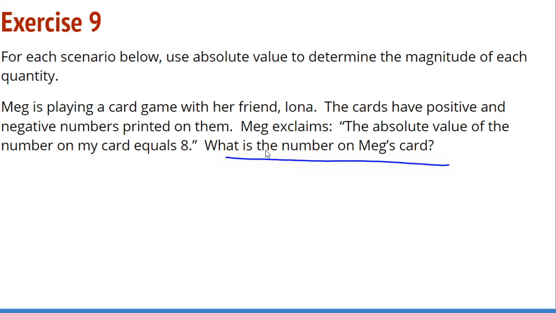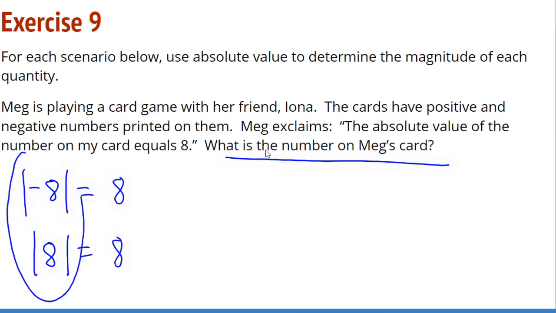Hopefully you said that there are two options. She could have a -8 because the absolute value of -8 is 8. She could have 8 on her card because the absolute value of 8 is 8. She has two possible cards.